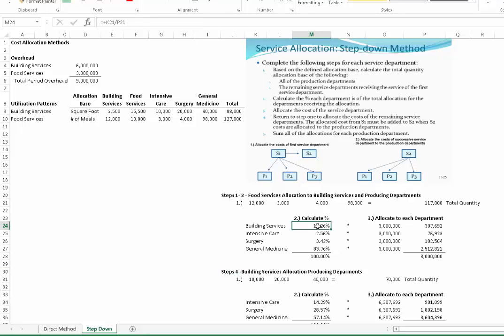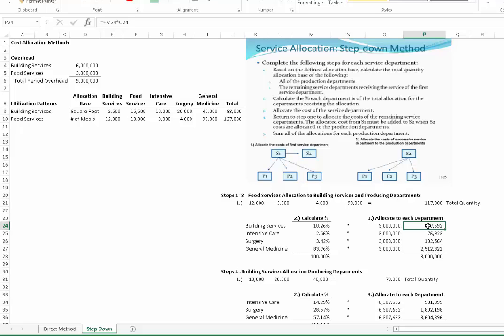When we look at this formula here, we do see that building services, which has 12,000 meals, is 12,000 out of the 117, so that gives us 10%. And we do the same calculation for each as far as getting the percentage of consumption. And then we allocate the $3 million, which is what the food services cost center costs, and it shows how much of each of these gets picked up. So building services actually picks up 307,000 of the food services costs.